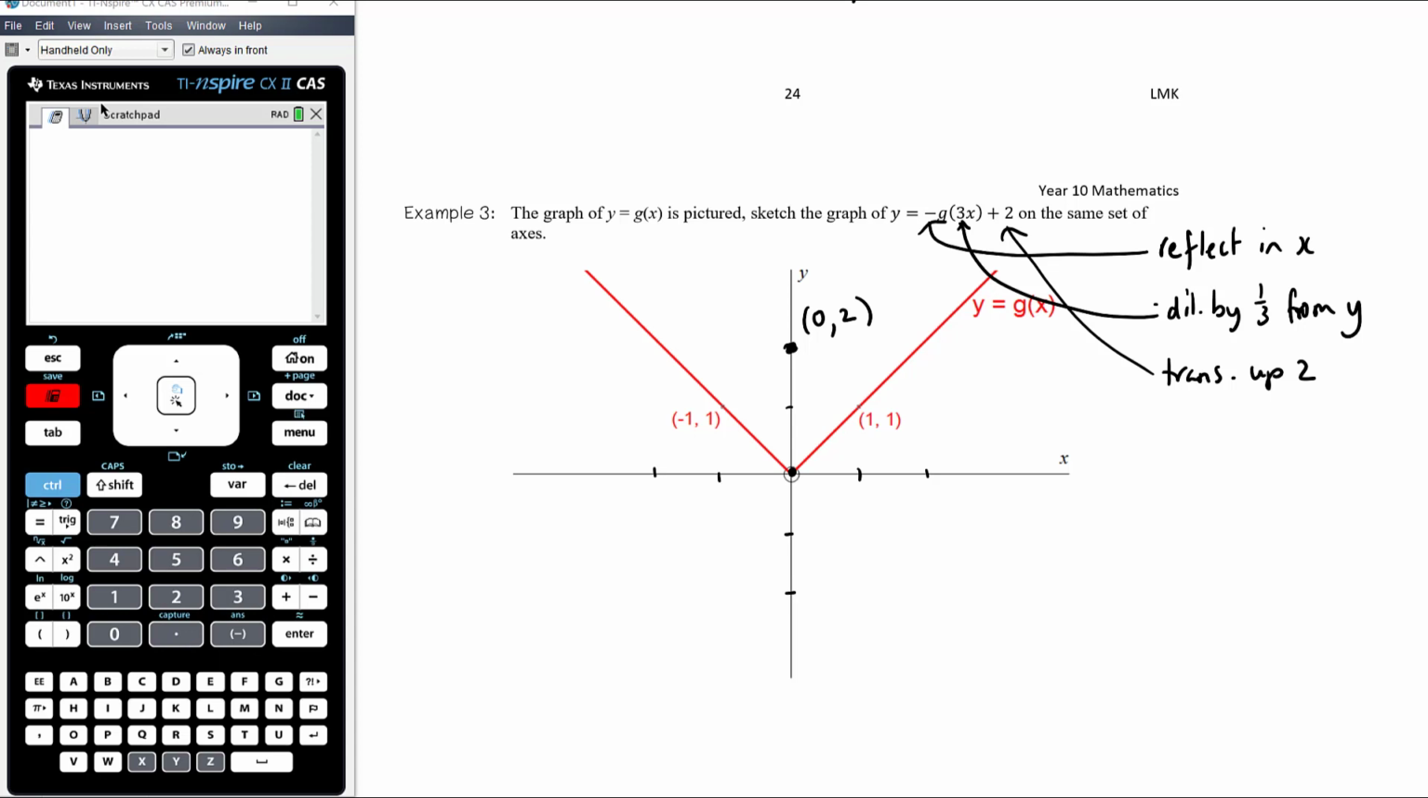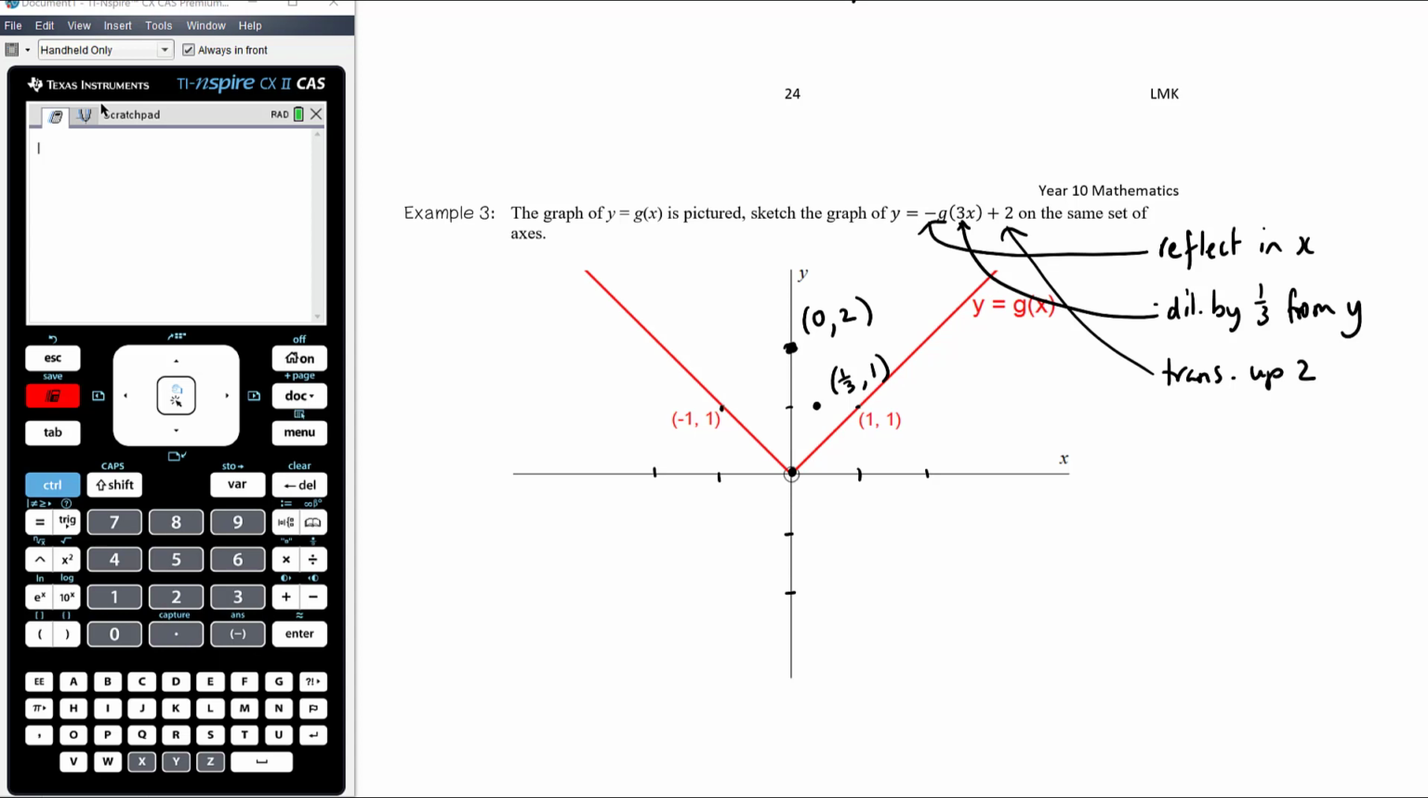Let's take the point (1, 1). We reflect it in the x-axis, it comes down to (1, -1). We then dilate it by 1/3 from the y-axis, it's going to come in here to (1/3, -1). And then translate it up by 2, it's going to come back up here. So it will be at (1/3, 1).